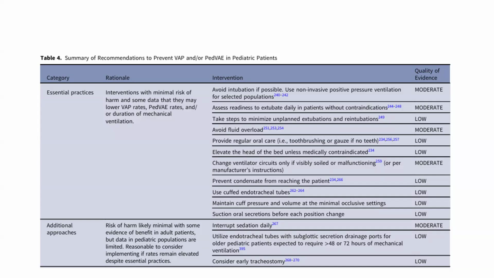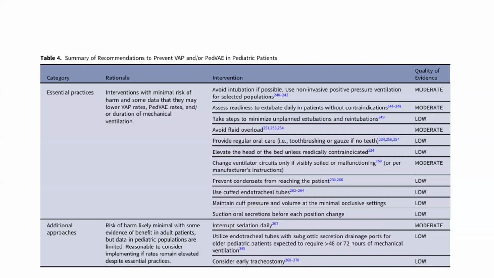First one is how to avoid intubation if possible. Use non-invasive positive pressure ventilation for selected population. Then assess readiness to extubate daily in patients without contraindication. Take steps to minimize unplanned extubation or reintubation. Avoid fluid overload. Provide regular oral care, that is toothbrushing or gauze if no teeth.